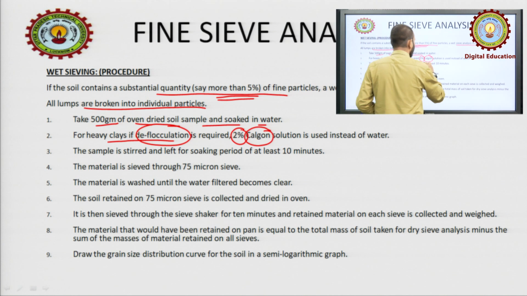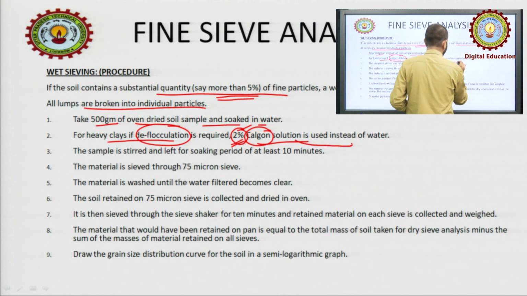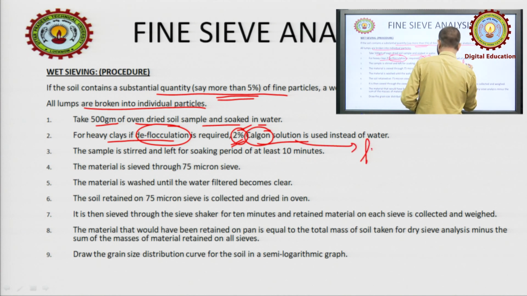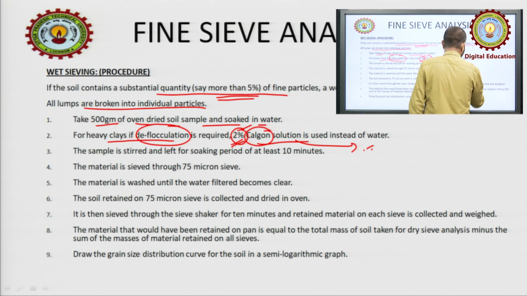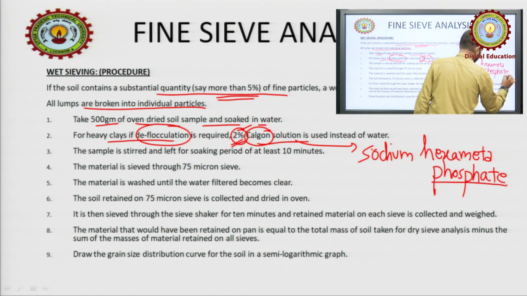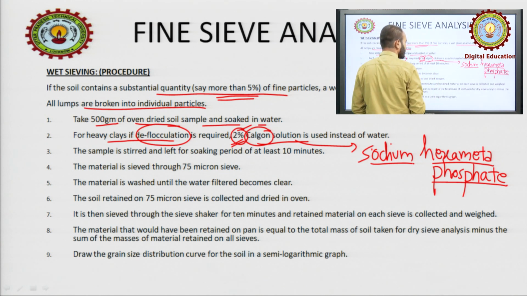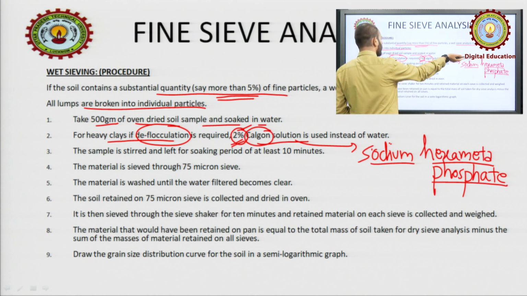What is 2% Calgon? 2% is obviously the concentration, but what is Calgon solution? It is sodium hexametaphosphate. This is in short known as Calgon solution. Sodium hexametaphosphate is actually a deflocculating agent.